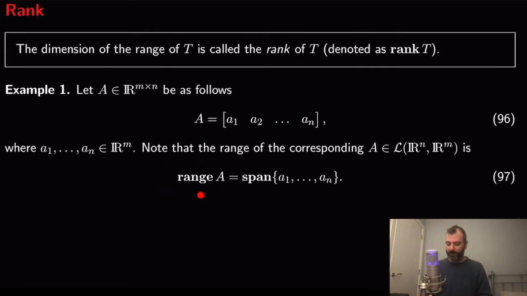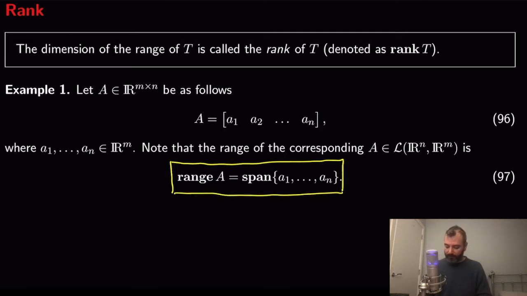What is the range of A? The range of A is the span of these vectors. I'm giving you this result without a proof, but I believe it would be a good idea for you to answer the question, why is this so? So take the definition and make sure you comprehend why the range of A is equal to the span of the columns of A.